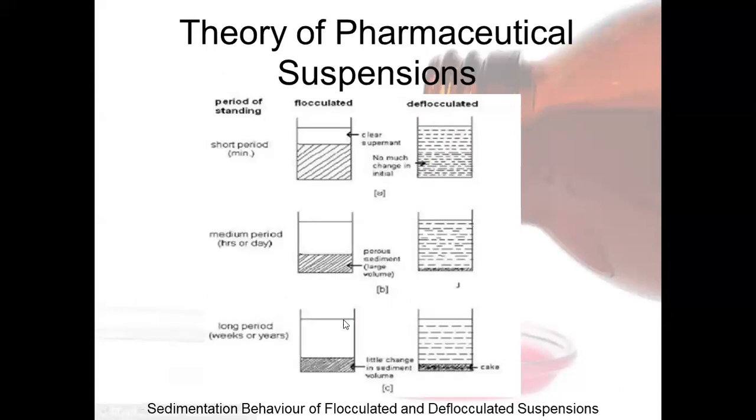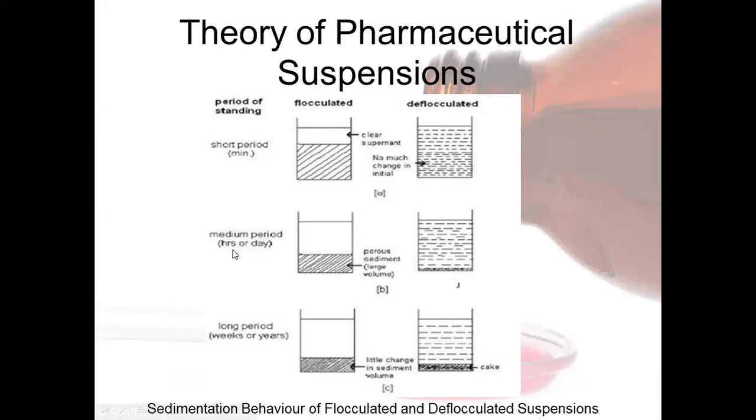Here we can see the differentiation between flocculated and deflocculated suspensions. After standing for a short period of time, flocculated shows a clear supernatant area, and these are the flocks. For deflocculated, the sedimentation rate is slow, so there are not many changes initially.